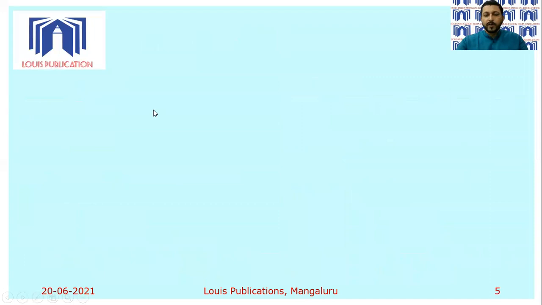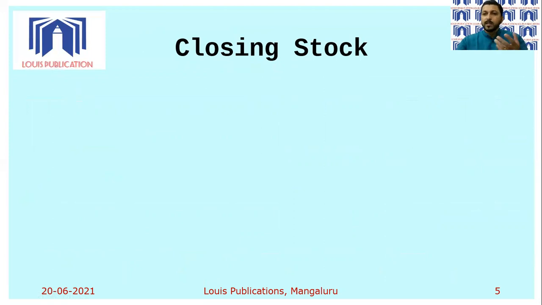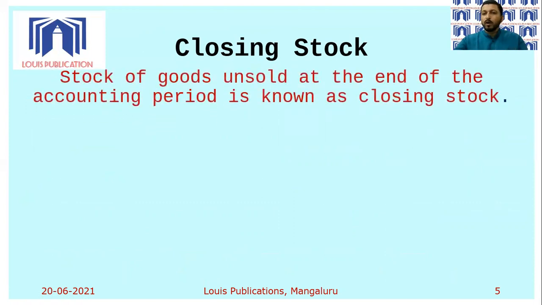Let's look at the first adjustment. The first adjustment is closing stock. As we know, stock means something which remains unused, something which remains unsold. So stock of goods unsold at the end of the accounting period is known as closing stock.